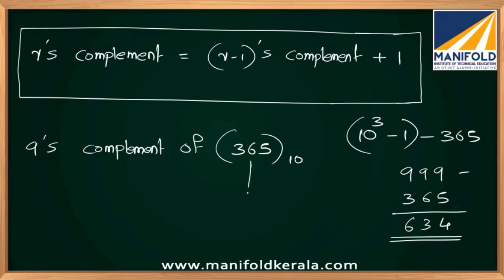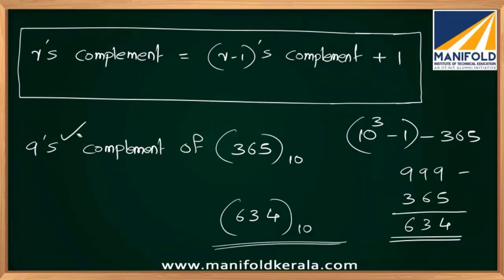So if you want to get the R minus 1's complement, it is very easy. What you need to do is take the individual complement of each digit. What is the 9's complement of 5? Subtract 5 from 9, so you get 4. The 9's complement of 6 is 3. The 9's complement of 3 is 6. So the overall 9's complement will be 634.